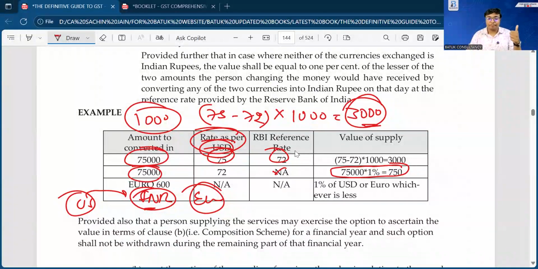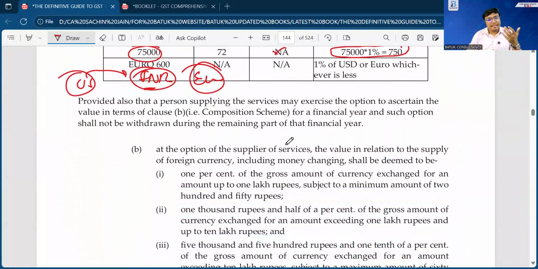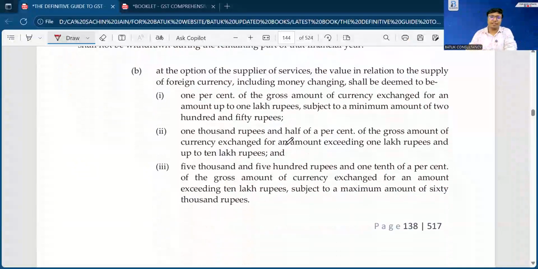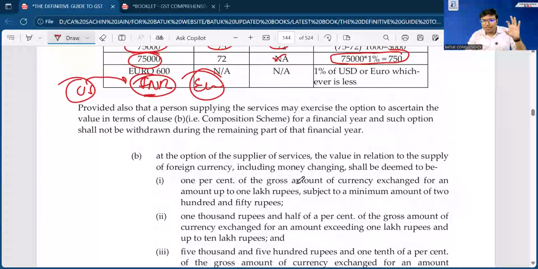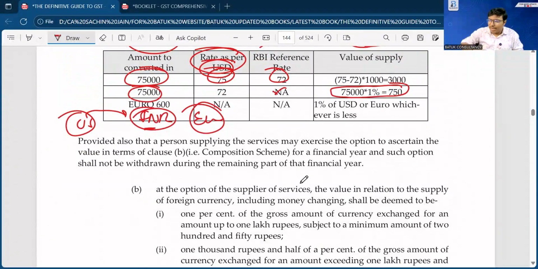Gurmeet sir, is that okay? Yes, whichever is lower, that will be treated as your value of supply. This is the first option. Now this option is quite confusing. You have to check the RBI reference rate and the notifications. The bank has to regularly maintain the data related to the notifications, circulars and updates issued by RBI from time to time.